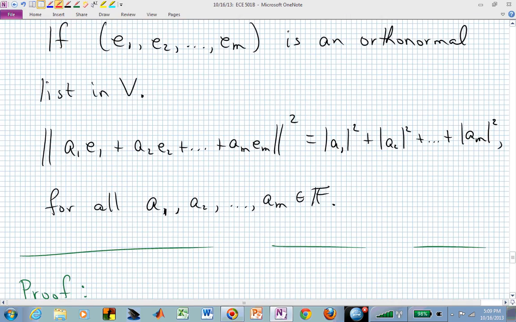Meaning, if we now have an orthonormal list of vectors, it doesn't have to be a basis. We could just have two vectors that are orthonormal, and we can use this proposition. Was this proposition 5.16? Was it?